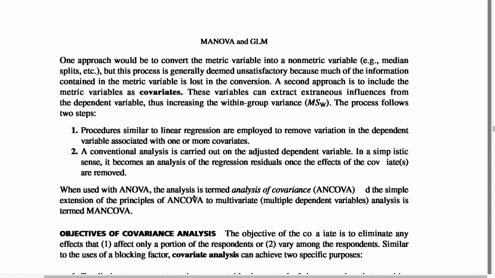The process follows these steps. Number 1, procedures similar to linear regression are employed to remove variation in the dependent variable associated with one or more covariates. A conventional analysis is carried out on the adjusted dependent variable. In a simple statistical sense, it becomes an analysis of regression residuals, once the effects of the covariates are removed. When used with ANOVA, the analysis is termed analysis of covariance. The simple extension of the principle of ANOVA to multivariate, multiple dependent variable analysis is termed MANOVA.